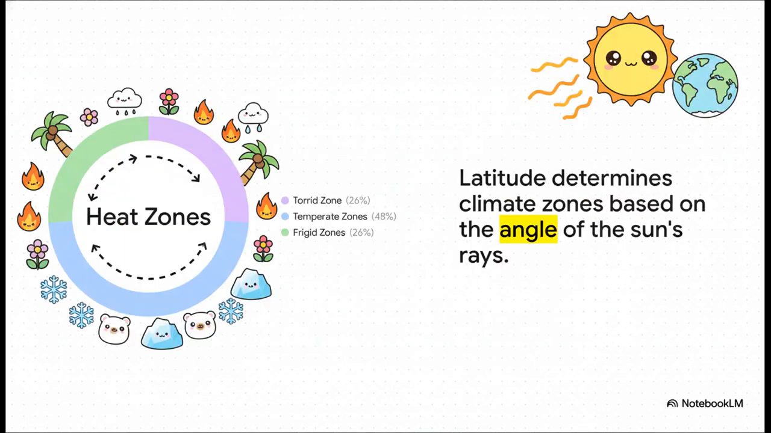And get this, these imaginary lines, they have very, very real consequences. A place's latitude pretty much determines its climate. It's all about how much direct sunlight it gets. So you have the super hot torrid zone right near the equator, the much more moderate temperate zones in the middle, and then the frigid zones up near the poles, which are, well, you guessed it, frigid.